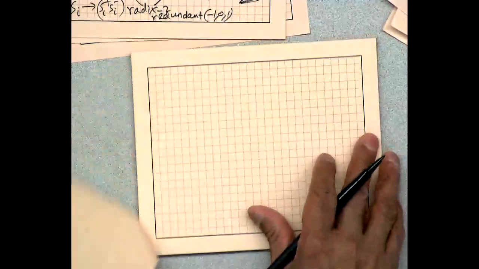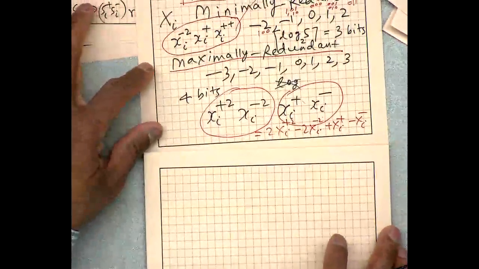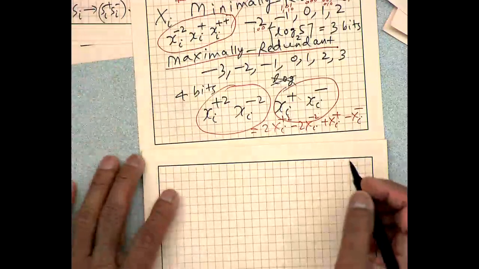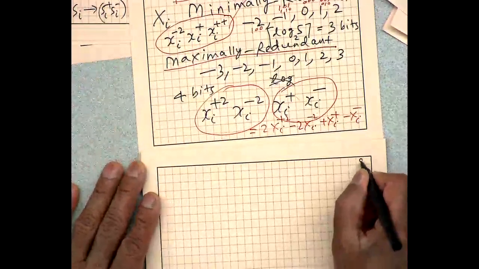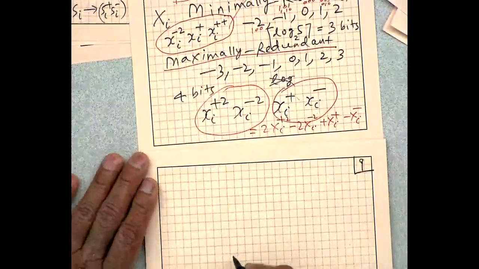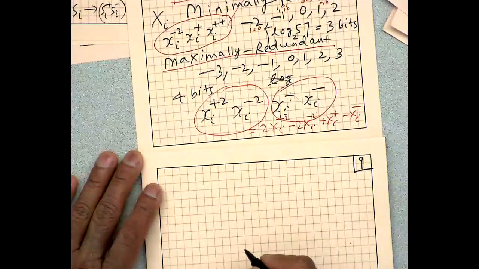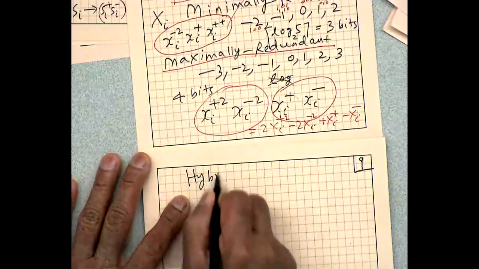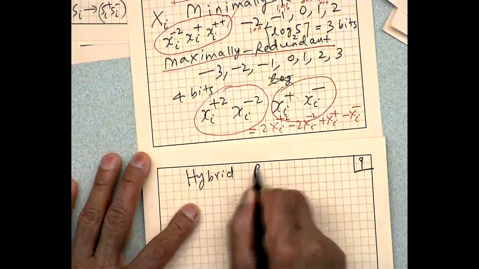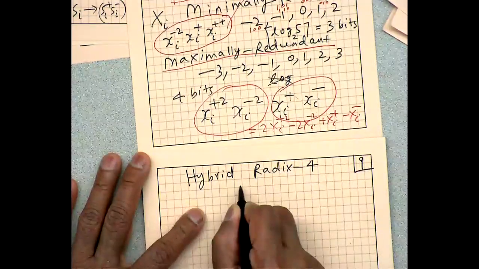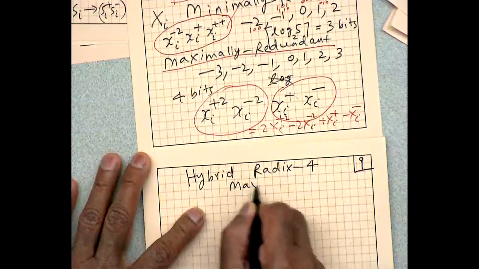Okay. So now let's talk about how we can add a radix 4 redundant and a radix 4 unsigned. Now we are interested in adding, so hybrid, let's start with hybrid radix 4 maximally redundant add.